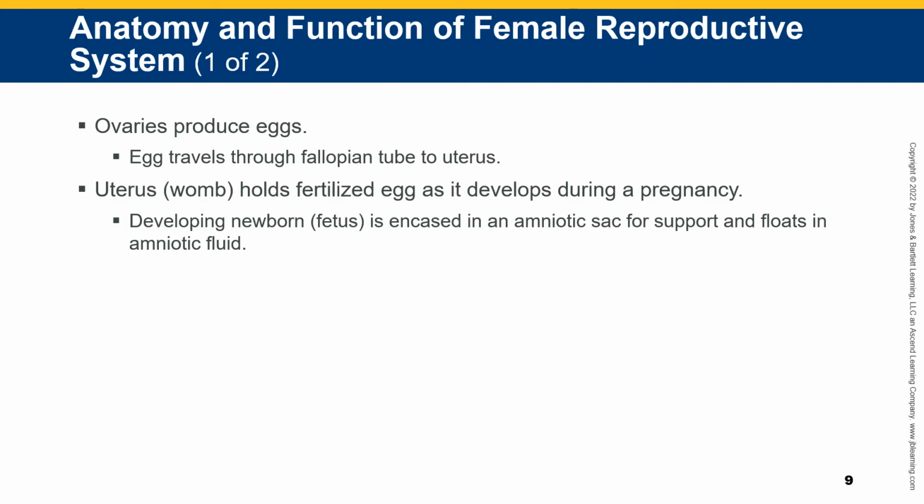Let's review some basics for the anatomy and function of the female reproductive system. Ovaries produce eggs. These are the eggs released by the ovaries that travel through the fallopian tubes to the uterus. The uterus, or womb, holds the fertilized egg as it develops during a pregnancy. The developing newborn, or fetus, is encased in an amniotic sac for support and floats in the amniotic fluid. The placenta, or afterbirth, draws nutrients from the wall of the uterus. These nutrients and oxygen are delivered to the fetus through the umbilical cord.